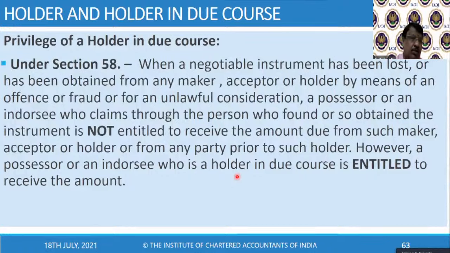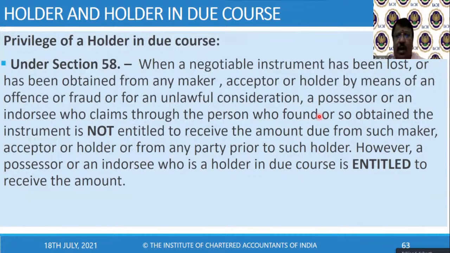But suppose I endorse the check and I give it to somebody else. Okay, that person is a holder in due course. Now you cannot refuse to pay the holder in due course. So when a negotiable instrument has been lost or has been obtained from any maker, acceptor, or holder by means of an offense or fraud or for an unlawful consideration, a possessor or an endorsee who claims through the person who found or so obtained the instrument is not entitled to receive the amount from such maker, acceptor, or holder. However, a holder in due course is entitled to receive them.